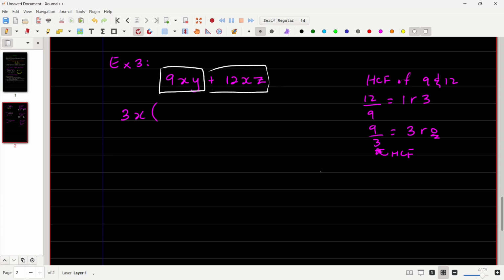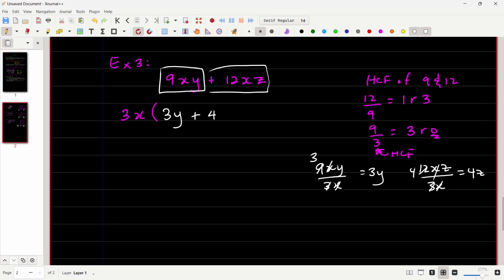So I'm going to say 9xy divided by 3x. X here, 3 here. I get 3y. I put that in here. Then I take 12xz divided by 3x. Cancel here. This is 4. I get 4z. So that means positive 4z.